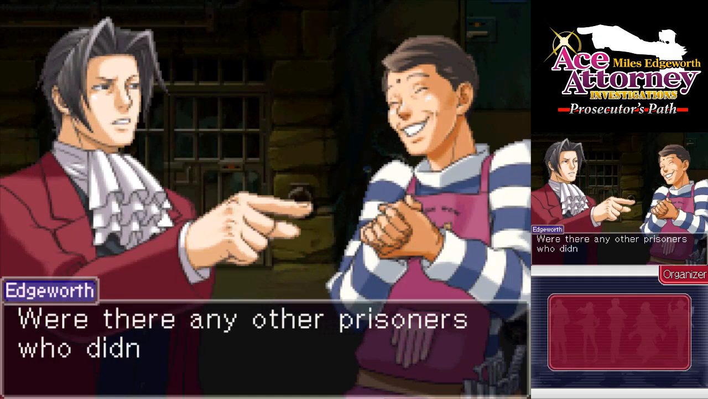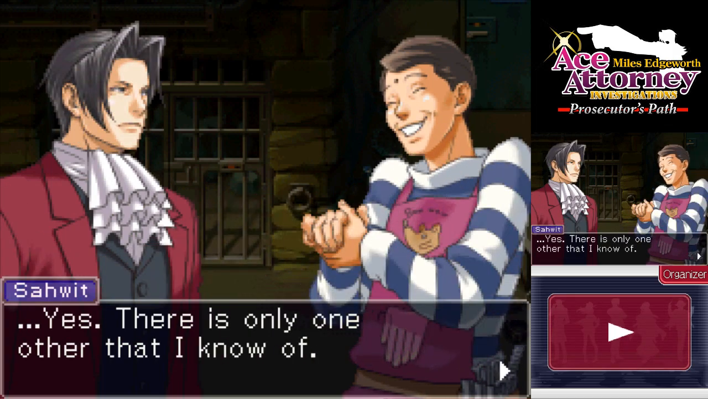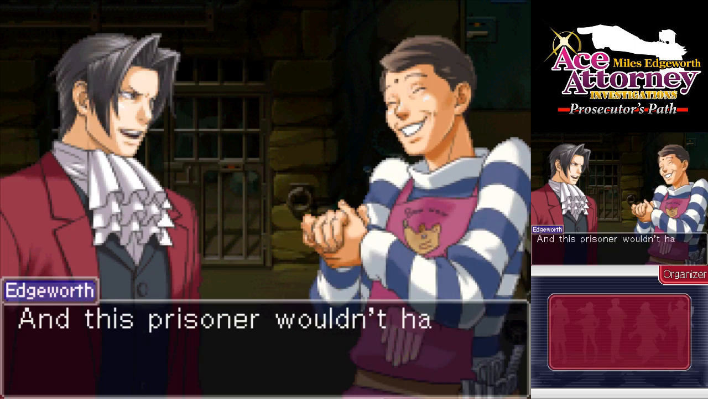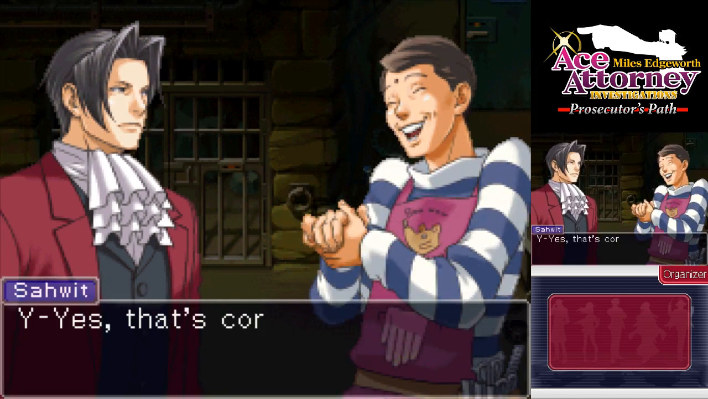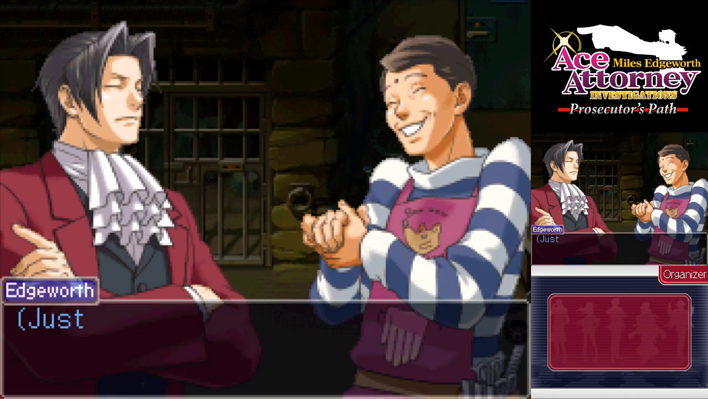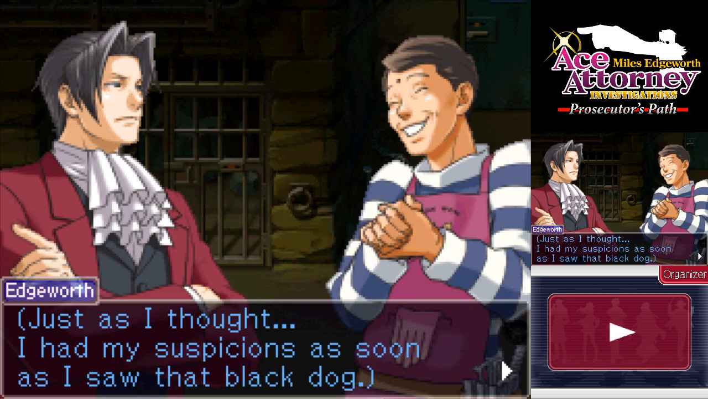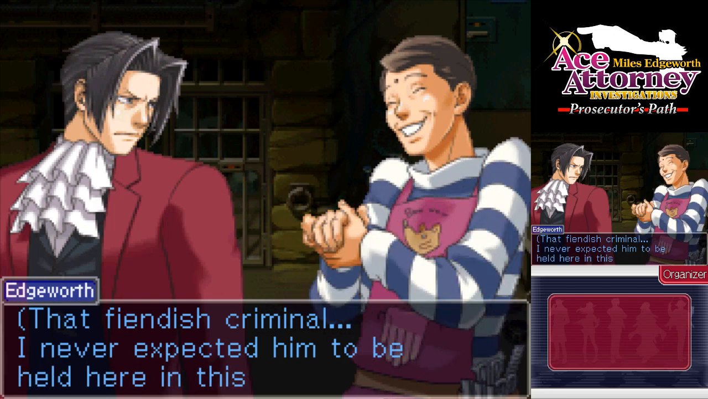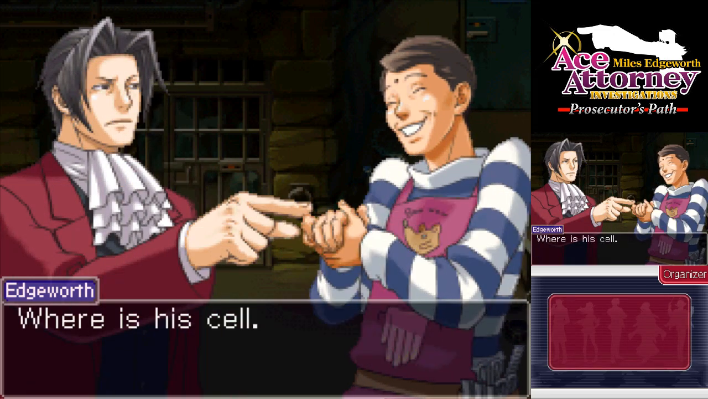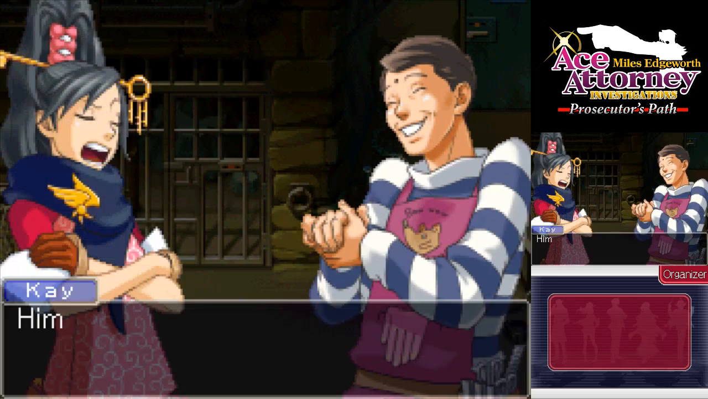Were there any other prisoners who didn't see the animal show? Yes, there's only one other that I know of. And this prisoner wouldn't have been able to see the show even if he wanted to, correct? Yes, that's correct. Why do you ask? Just as I thought. I had my suspicions as soon as I saw that black dog. That fiendish criminal. I never expected him to be held here in this prison. Where's his cell? Do you intend to meet him?